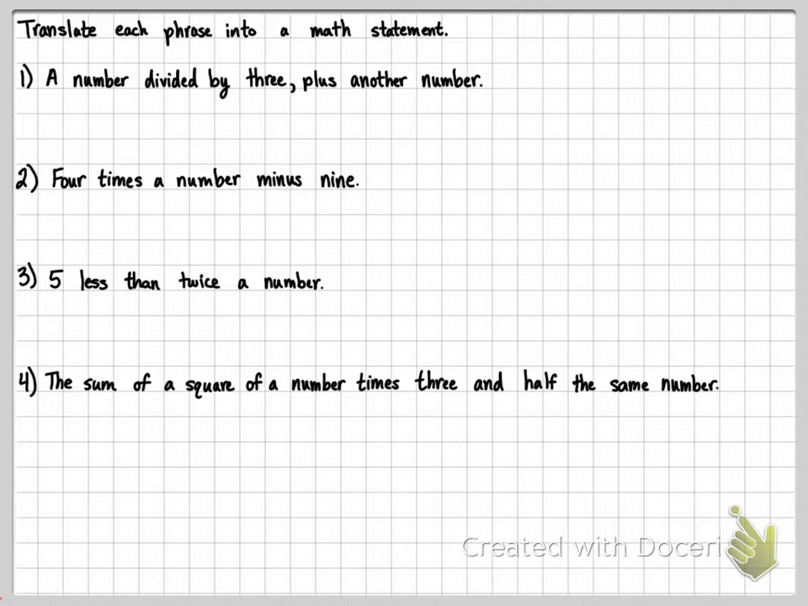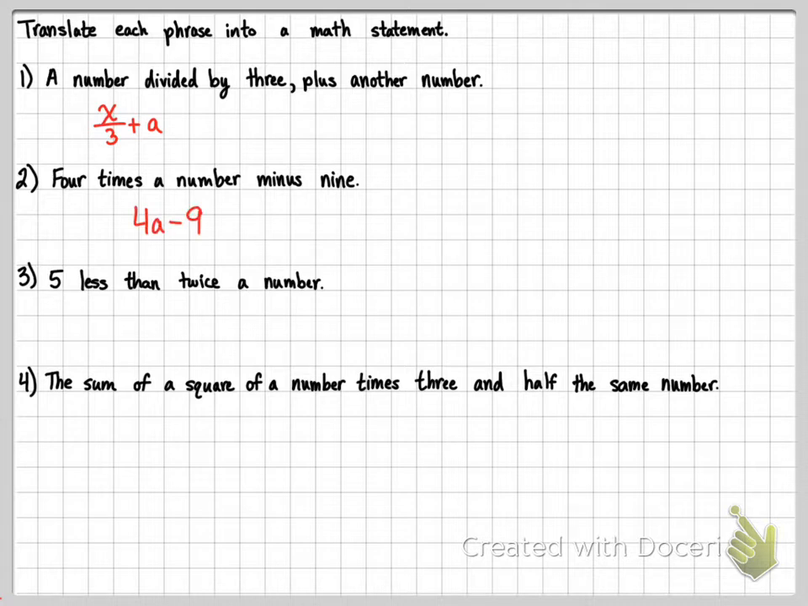All right, let's translate each of these phrases into a math statement. So a number divided by 3 plus another number. That's how that looks. A number divided by 3. You can make any of these different, by the way. You don't have to use x and a, obviously. A number divided by 3, so x divided by 3, plus another number. The only thing you have to remember here is that a and x cannot be the same because it says another number. So just make sure these two are different, okay?